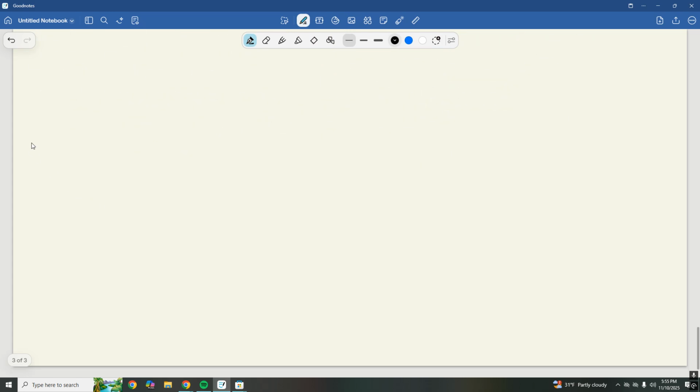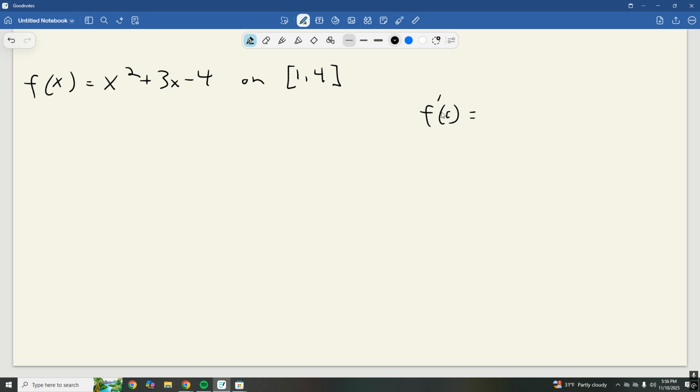So for this one, it's going to be f of x equals x squared plus 3x minus 4 on [1, 4]. All right, same thing here. We just need to find c, first of all. So find the derivative at c, then find c. So f derivative of c equals, remember, I'll put the equation up here, f(b) minus f(a) over b minus a.